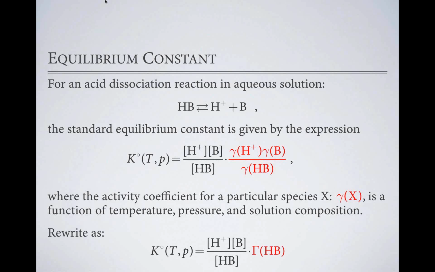So we can rewrite this for simplicity in future equations as a product between that term in concentrations and this term in red, the capital gamma, being that composite activity coefficient term, which, as I said, depends on temperature, pressure, and the solution composition.